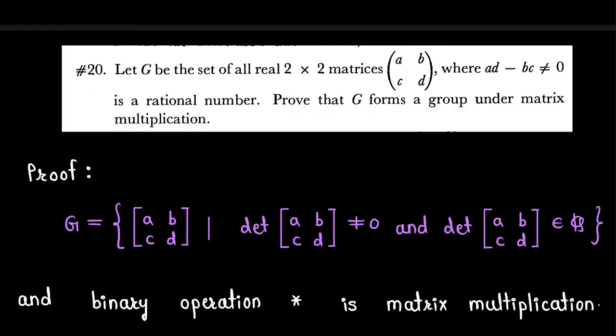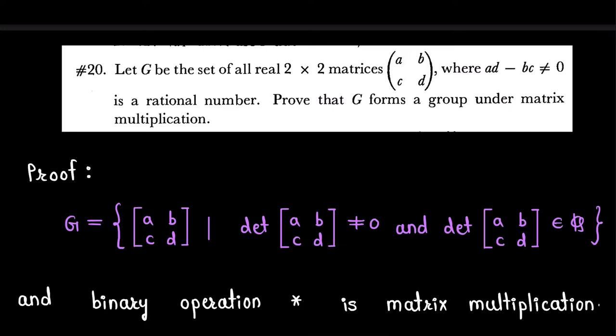Now we know that any non-empty set G with a binary operation star becomes a group if star satisfies the four conditions, that are closure, associativity, existence of identity and existence of inverse. So here, in order to check whether the given set G with the given binary operation forms a group or not, we will check all these four properties one by one.